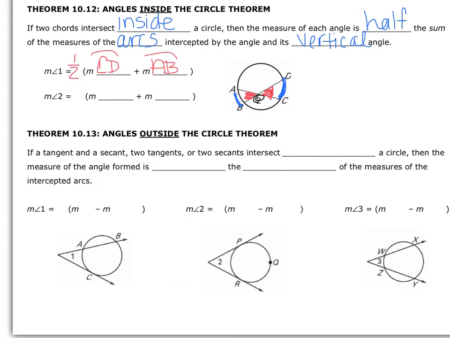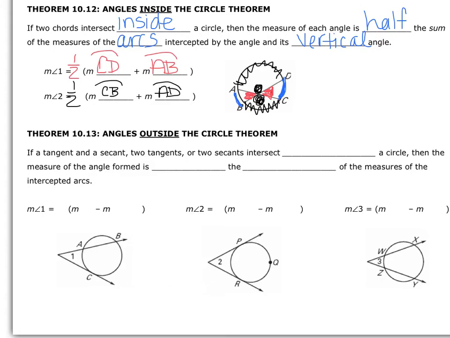So here's angle 2. Its intercepted arc there is CB, so you're going to take 1/2 the measure of arc CB, and then its vertical angle to number 2 is over there. Its intercepted arc here is AD. So those are angles inside of the circle.